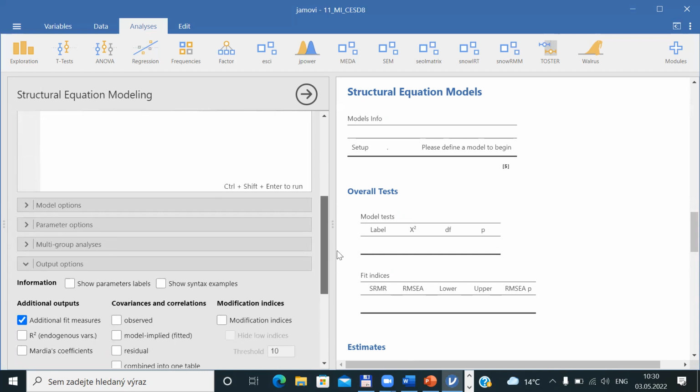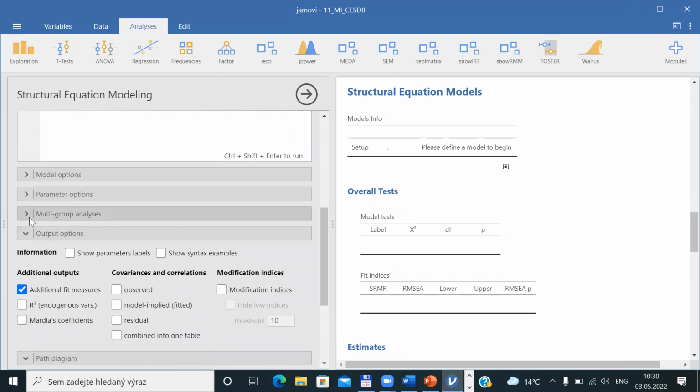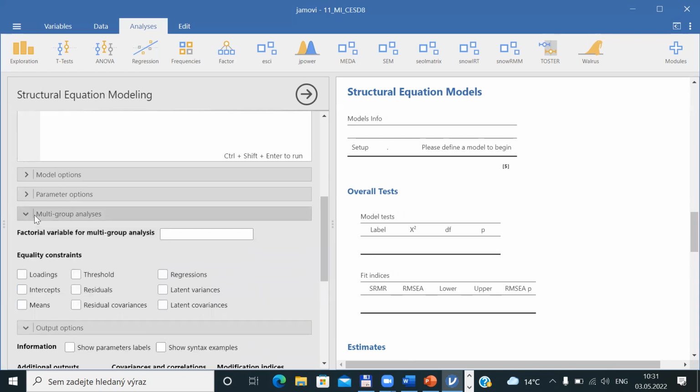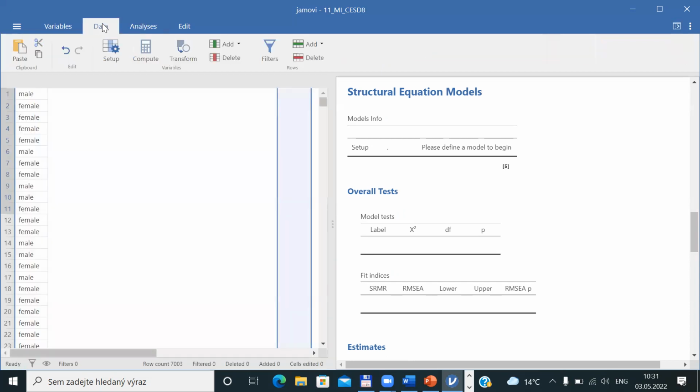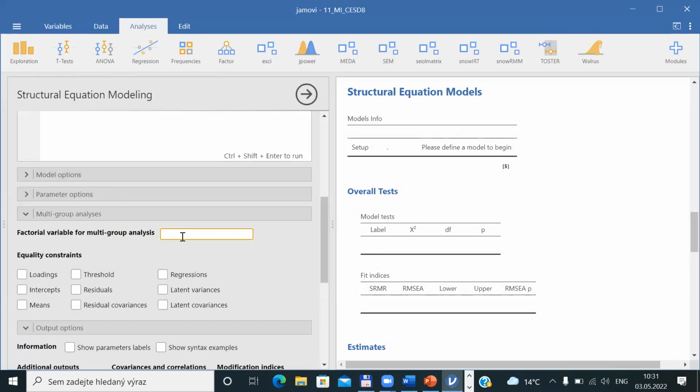So here it is. And if you go to the last one, an option important for us, which is multi-group analysis, I can define here which variable will be the basis for my multi-group analysis. So if I go back into data, you can find very simply that my variable is called gender. So I would need to type here in small letters gender. So the factorial variable name for multi-group analysis must be present here.